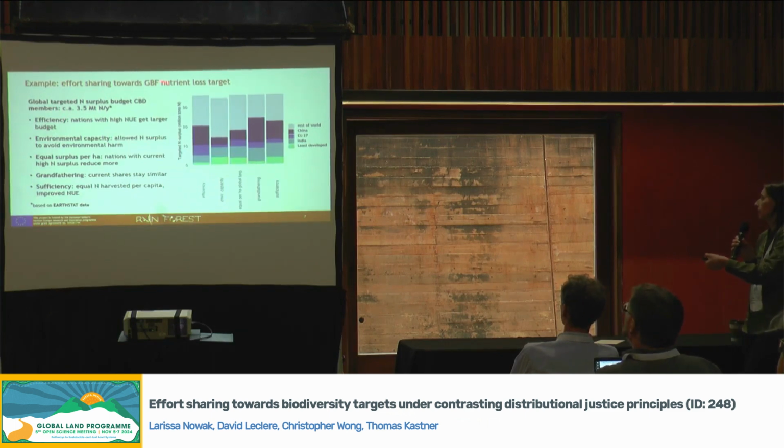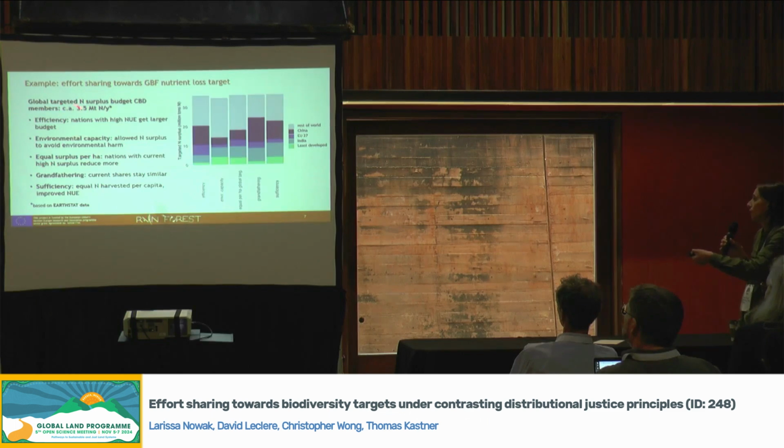What we did then is that we distributed this global budget. So this is focusing on these nutrient balances. If we aggregate them globally and we reduce them by 50% for the member states of the CBD, we end up roughly with that budget. And now we distributed that budget between member states. And here I show you also some larger world regions and the least developed countries according to the UN. And we distributed that to 5 different distributional principles.